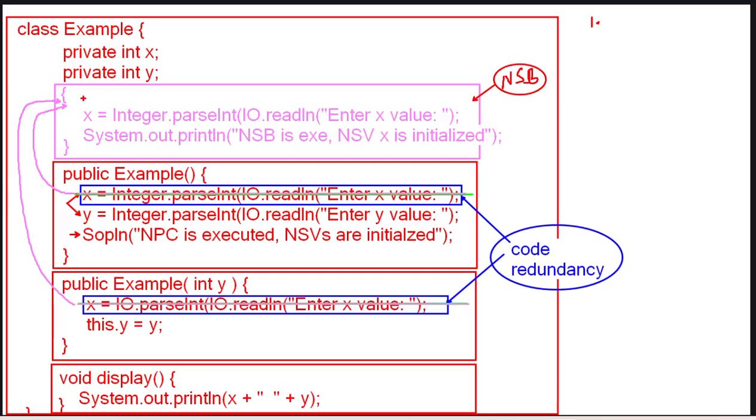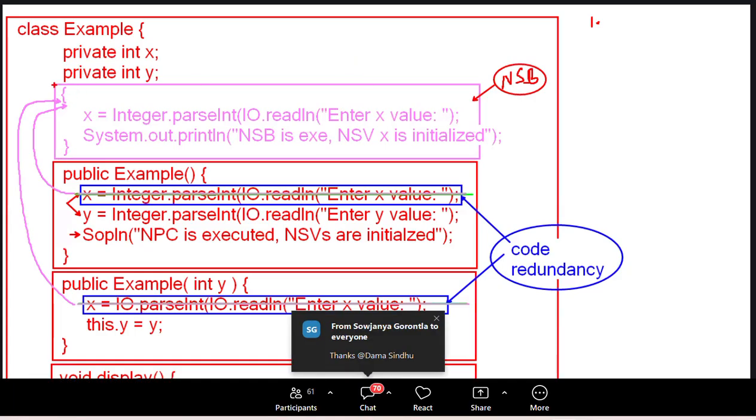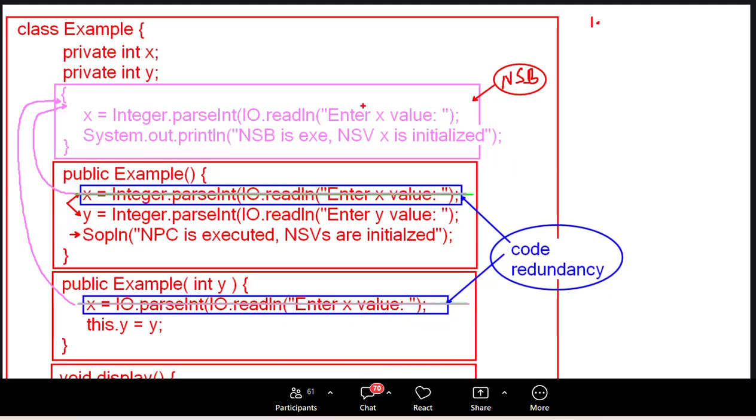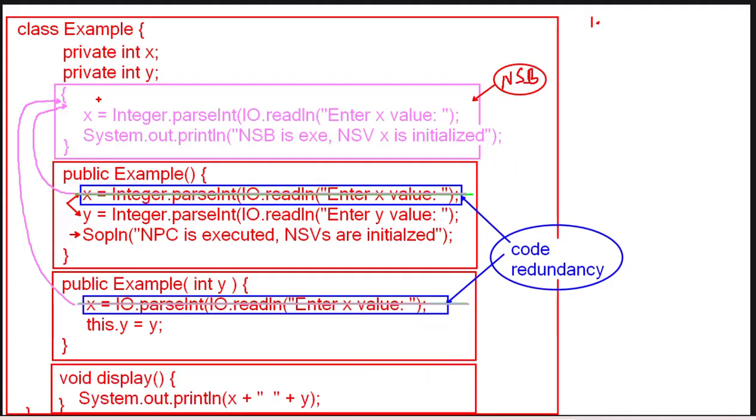What is non-static block? Same definition of static block. What is the definition of static block you have written? Read, open notes. A nameless block that is created inside a class outside method without static keyword in its declaration is called what? Non-static block. Write down. Take it.